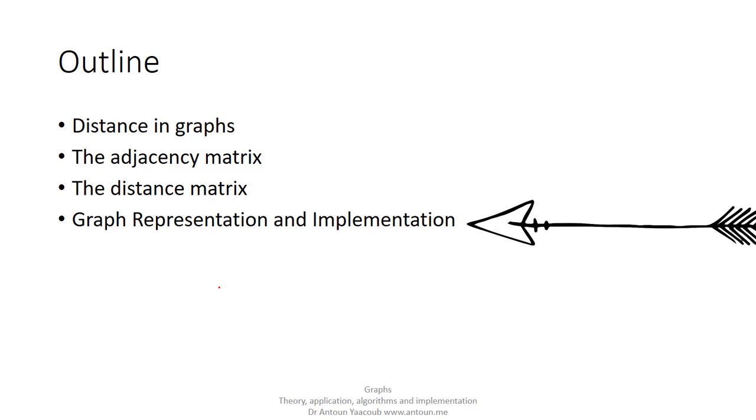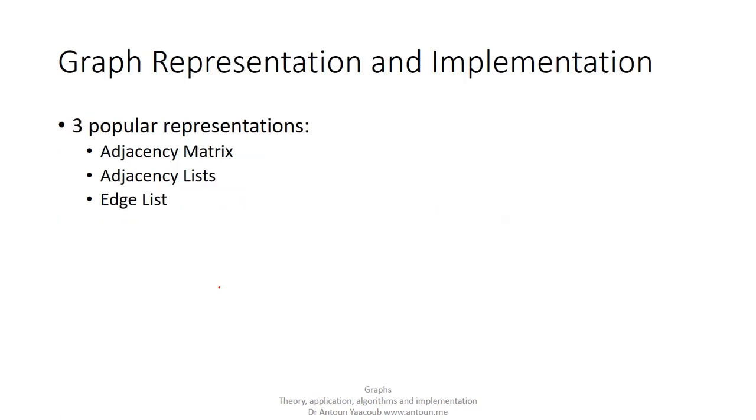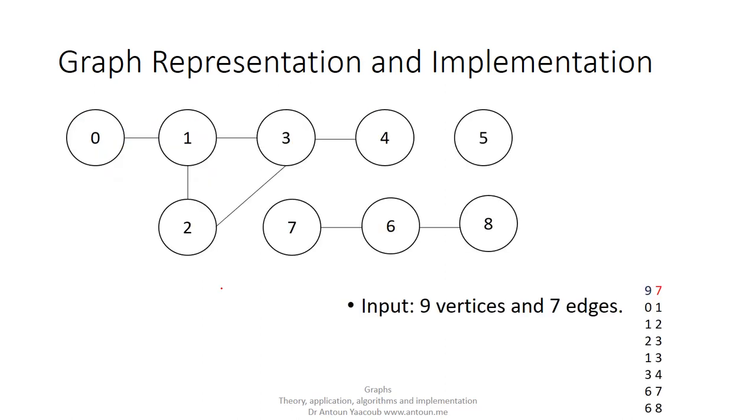So we'll move to our last part, which is about graph representation and implementation. There are several ways to represent graphs in algorithms. The choice of data structure depends on the size of the graph and the way the algorithm processes it. We have 3 popular representations: the adjacency matrix, which we have already seen, the adjacency list, and the edge list. We will cover each one and implement it for unweighted graphs and also for weighted graphs, at the same time.